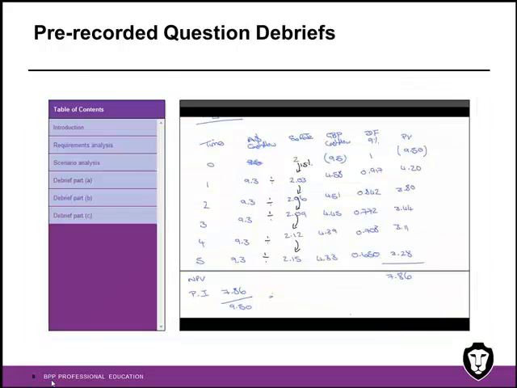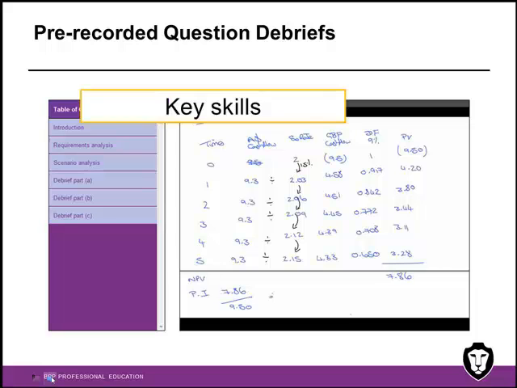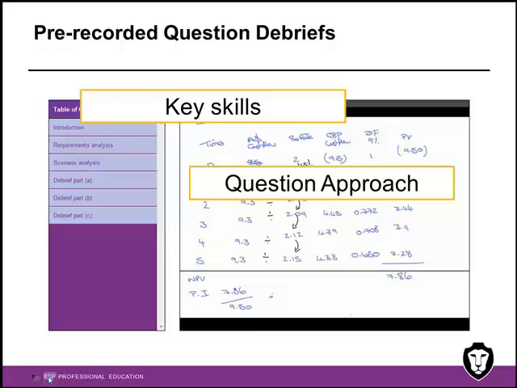You also have access to some question debriefs. Now the question debriefs again have been recorded by one of our expert tutors, and they will cover key questions from the practice and revision kit. They are designed to highlight the key skills that are needed, as well as helping you to think about how you should be approaching questions.